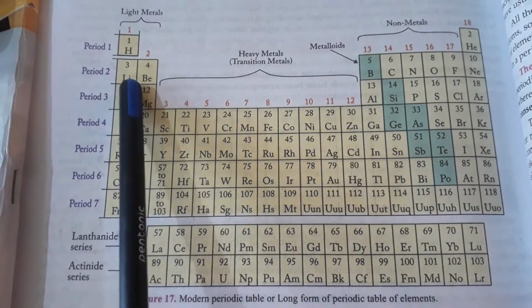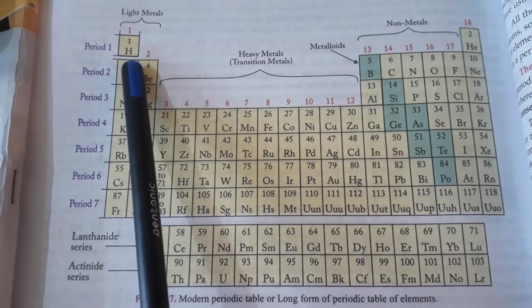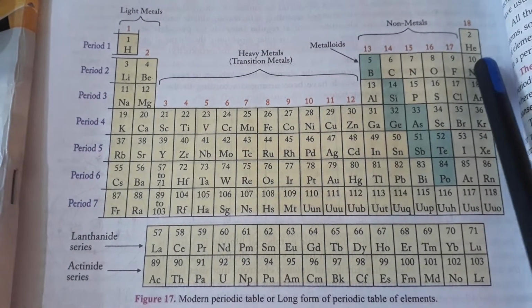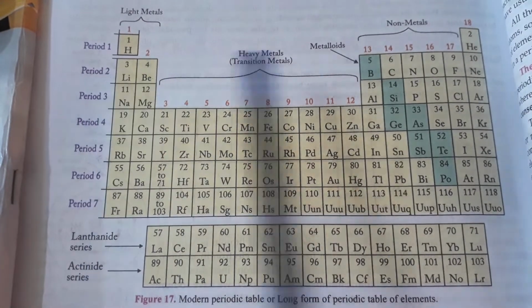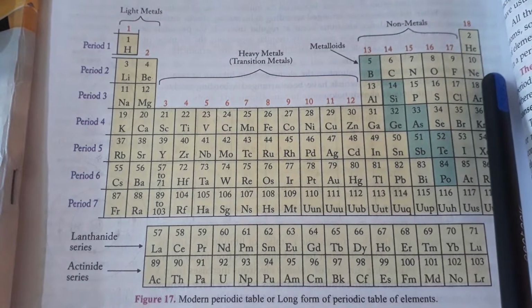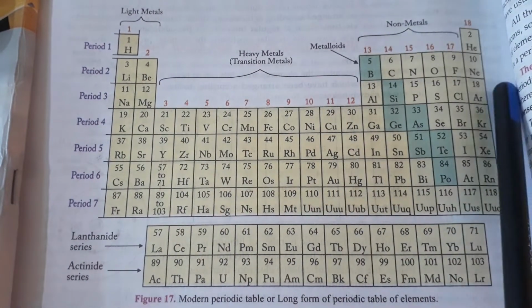When we are talking about lithium, what is the atomic number of lithium? It is 3. So the electronic configuration is 2, 1. And neon is 2, 8. Means from lithium to neon, they require only 2 shells for their electronic configuration. So the period number is 2. They are placed in the second period.